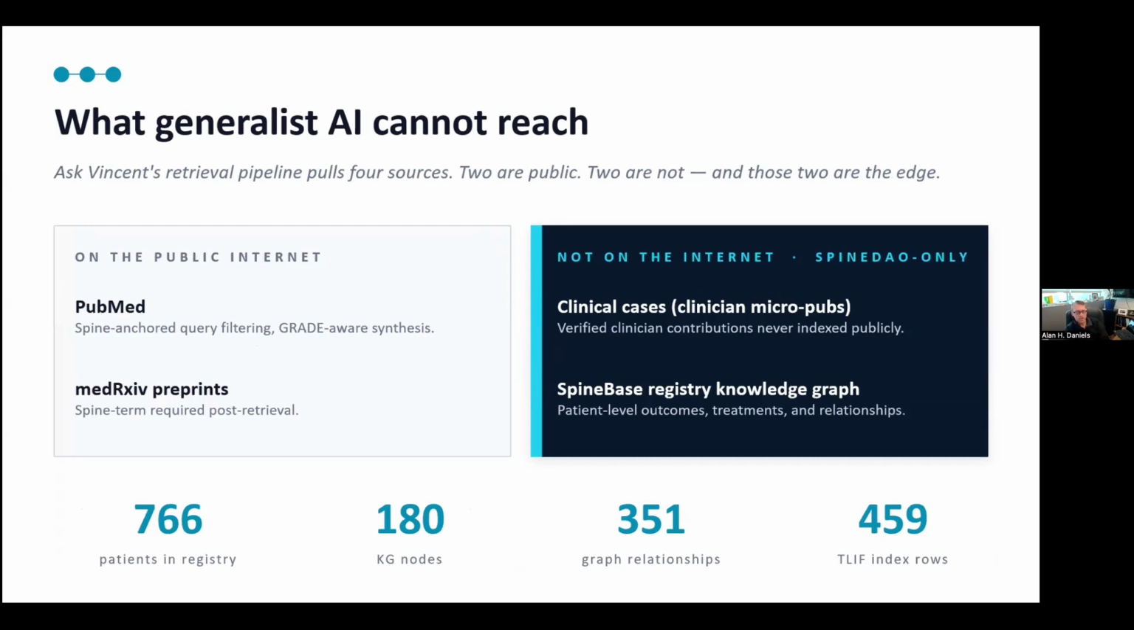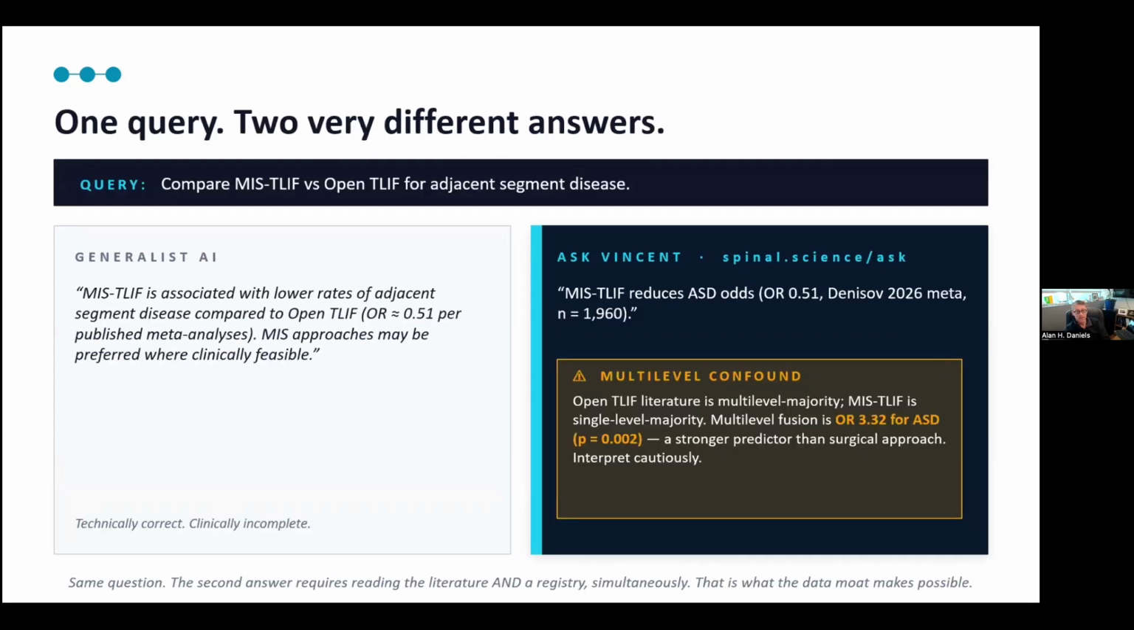And so Vincent's take is that maybe we're able to do better actually using AI, if it's well trained, to not only look at the current literature, but look at very, very large data sets to better synthesize the information we have. And you can use one query and get two very different answers. About MIS TLIF, for example, where a generalist AI may say that MIS TLIF is associated with lower rates of adjacent segment disease. Well, that's maybe technically correct, but the reality is if you can train models such as his that he's named Ask Vincent to look at this, you can find that there's really confounding that says that open TLIF is more commonly a multi-level procedure.